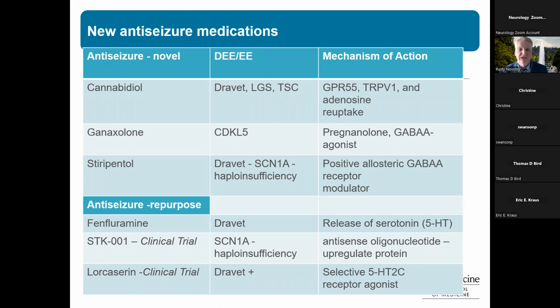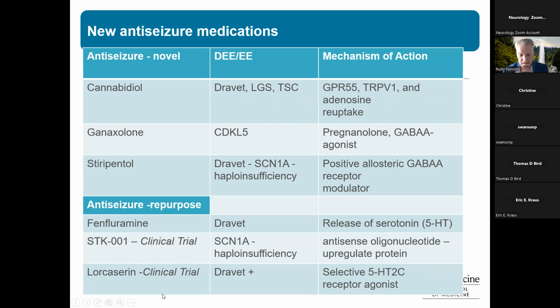There are, as I mentioned, many new anti-seizure medications that are being developed under the orphan drug rule of the FDA, so that they can get approval in a relatively short period of time. So cannabidiol, also known as Epidiolex, is FDA approved for Dravet syndrome, Lennox-Gastaut, as well as tuberous sclerosis. Ganaxolone just got recently approved for CDKL5, which is a form of epileptic encephalopathy where the individuals have a phenotype that looks somewhat like Rett syndrome.